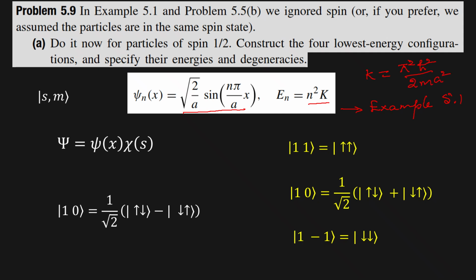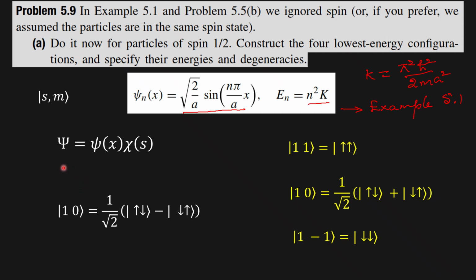Now we can use the Dirac notation to define a ket that contains the spin quantum number and the magnetic quantum number. S is the spin quantum number, M is the magnetic quantum number. The wave function we can separate into two parts: one is the radial part of the wave function, the other is the spin part. The radial part is psi of x and the spin part is chi of s.